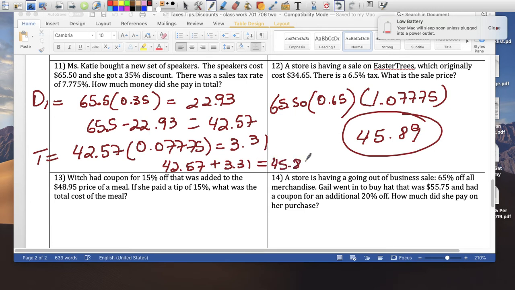$45.88. We're off by a cent. The reason we're off here is because of the rounding. We rounded as we went along, and the other one just rounded at the end. So that's okay. That's really okay. That is the least of your worries, or anyone's worries.